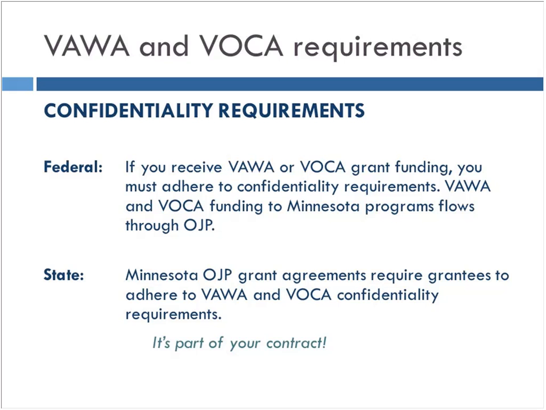So VOCA and VAWA money goes to Minnesota, and it flows through the Office of Justice Programs to your programs. Now the state, when we do our OJP grant agreements, those contracts say, as a condition of you getting these grant funds, you agree to comply with the VAWA and VOCA confidentiality requirements. So in addition to all those state requirements that we've been talking about, when you become a grantee and enter that contract, you also have promised to comply with these federal requirements under VOCA and VAWA. Also, as part of your contract, it says you're complying with the state requirements. So that contract addresses both your state data protections and your federal confidentiality requirements.